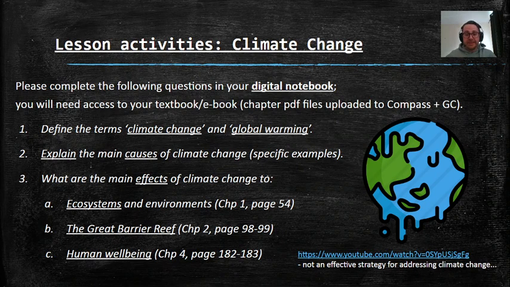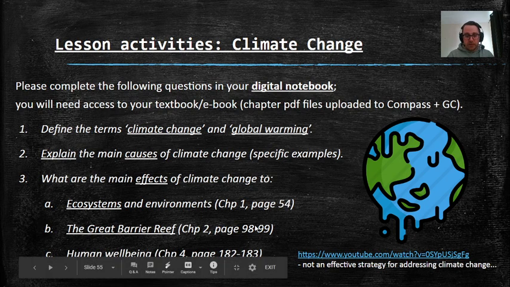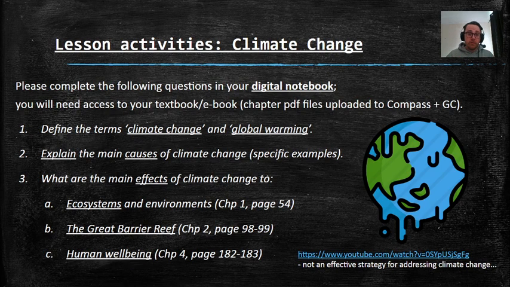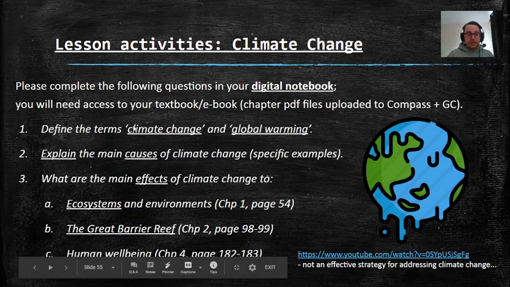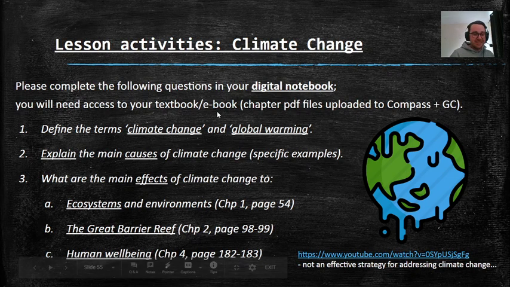What I'd like you to do this lesson, your lesson activities, is complete the following questions in your digital notebook. Now you'll see that some of these pages are from different chapters. I mentioned in the last video, I believe, that I've uploaded all the chapter PDFs to Compass and Google Classroom, so chapter 1, 2, 3, 4. So you just need to have access to your textbook or ebook somewhere to complete these questions.